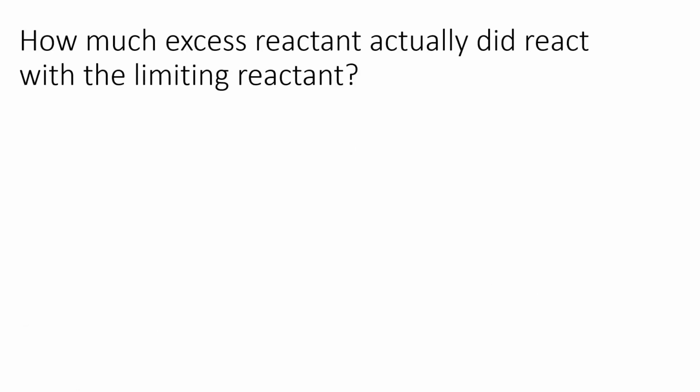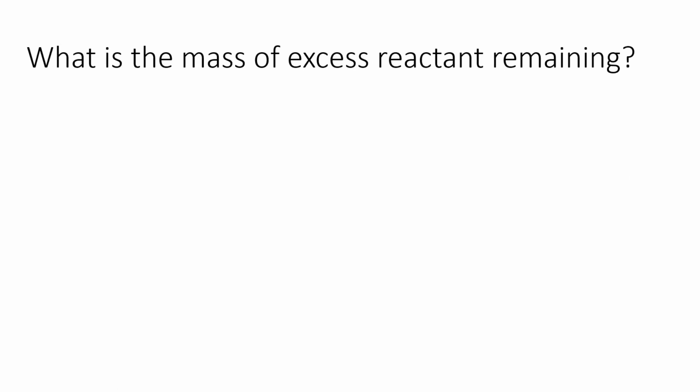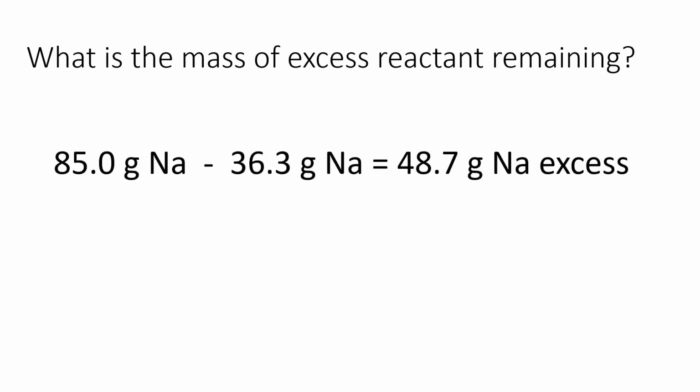And next question was how much excess reactant you actually did react with the limiting reactant. So you would have started with chlorine's original mass, convert it to your other reactant, which was sodium, and you get 36.3 grams of sodium here. And then we're going to be using that number for our next one. So what is the mass of the excess reactant that's remaining? So you take your original amount, 85.0 grams of sodium, subtract it from that 36 you just calculated, and you get 48.7 grams of Na that is in excess.